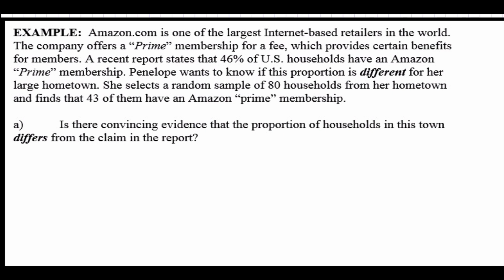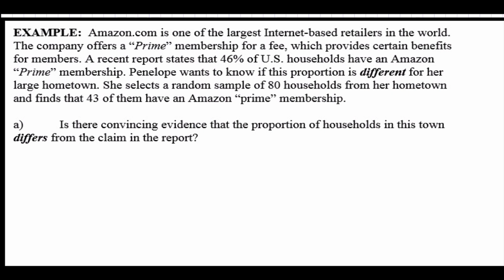a Prime membership. Okay? So she wants to know, is there convincing evidence that the proportion of households in this town differs from her claim? So she wants to see 46% of all US households. She's comparing that to her town. Is her town different than the national average? Significantly different. Okay. So, first thing, and then it says, is there convincing evidence to show it differs?